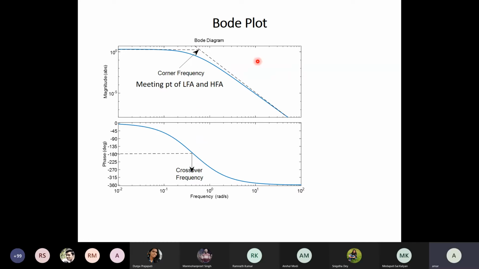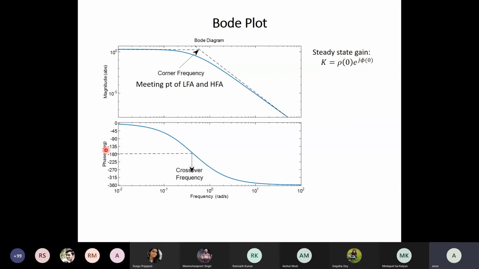So similarly, here also in the phase plot, when phase difference is minus 180 degree, that frequency is basically called the crossover frequency. The frequency where the phase difference is minus 180, that frequency is called the crossover frequency.